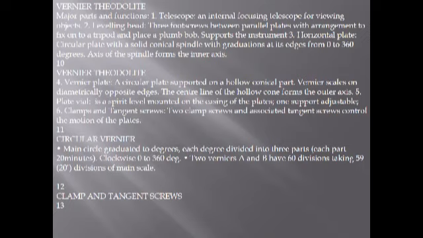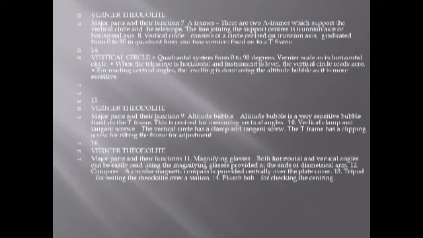Next is the clamp and tangent screw. Next part is the frames. These are two frames which support the vertical circle and the telescope. The line joining the support centers is the trunnion axis or horizontal axis. Next is the vertical circle. The vertical circle consists of a circle centered on the trunnion axis, graduated in quadrants, with 2 verniers fixed to a T-frame.